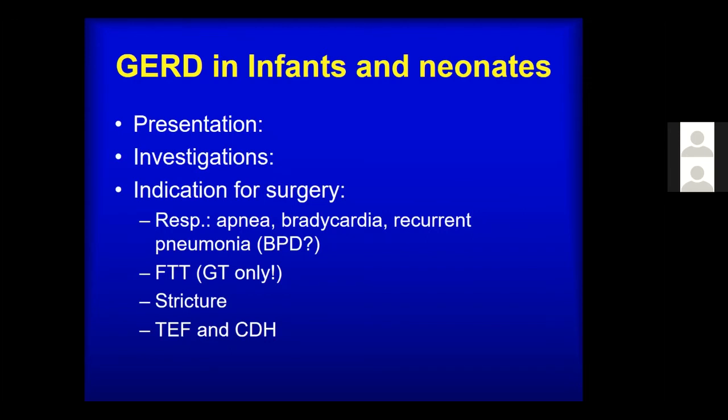When to operate: respiratory complications, as I mentioned before, failure to thrive, if there is a stricture, and patients with tracheoesophageal fistula and congenital diaphragmatic hernia are special cases. We're going to talk about them more later. But there is a claim that 50% of those patients, especially with esophageal atresia, may end up with an anti-reflux surgical procedure.